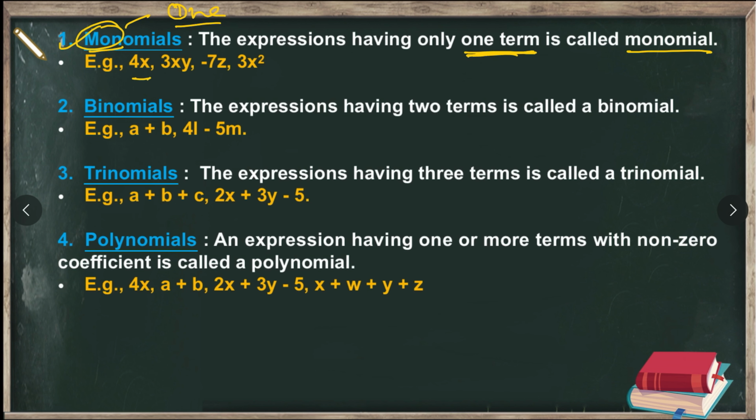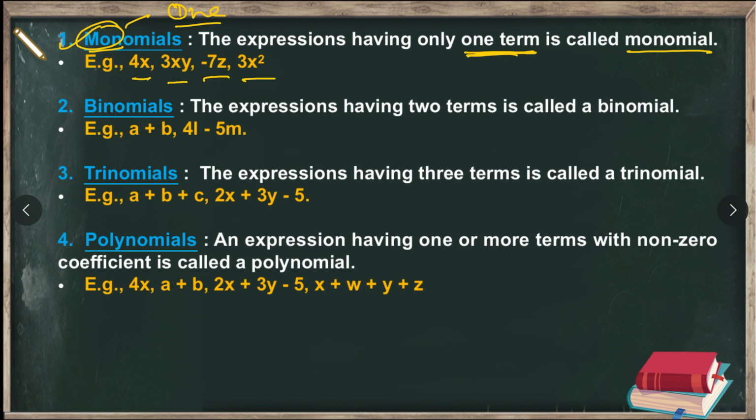Like we have 4x, 3xy, minus 7z, 3x square. These terms all have only one term. That means nothing is added or subtracted from them. So they have only one term, and they are referred to as monomials.